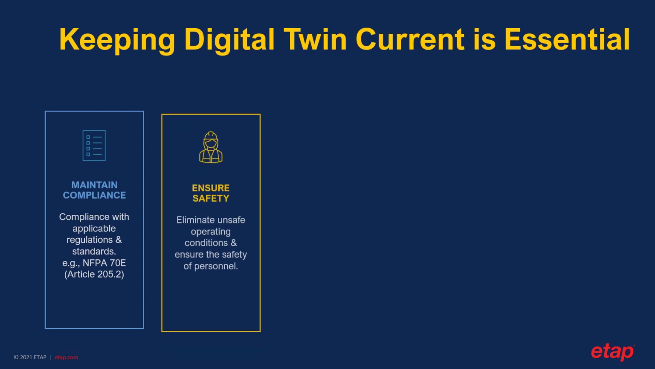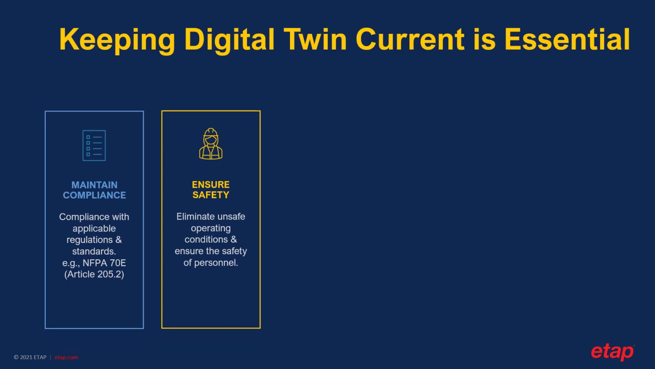The other reason you want to keep the electrical digital twin and the single line diagram current is to ensure safety. An accurate single line diagram further ensures the safety of your personnel. There are two primary considerations, but there are many more. If you're utilizing electrical safety consultants for your electrical system, they will ask for the latest single line diagram to meet OSHA requirements. Therefore, an updated single line diagram becomes the most fundamental material for any facility.